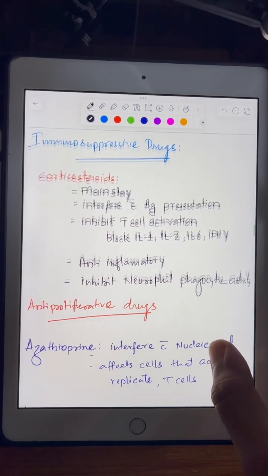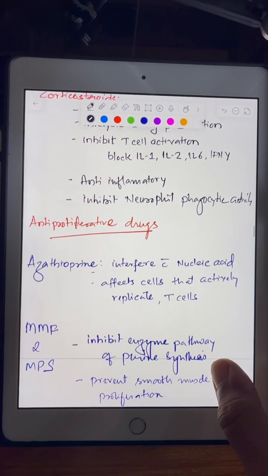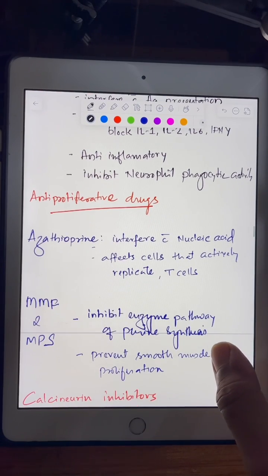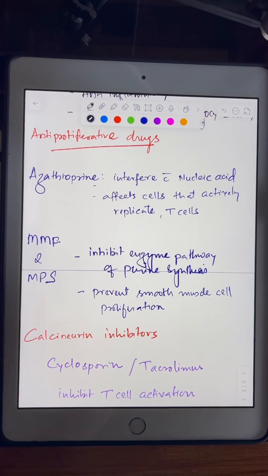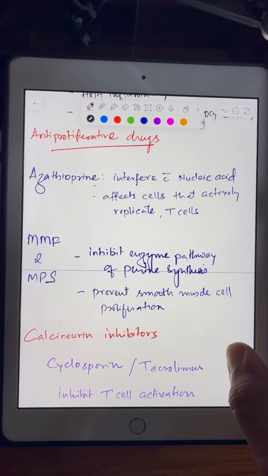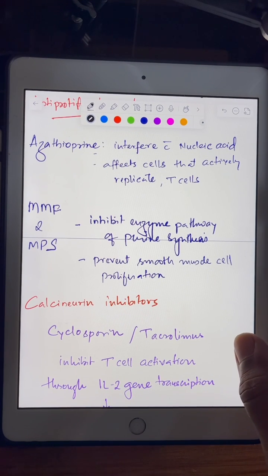Corticosteroids interfere with antigen presentation, inhibit T cell activation, block IL-1, 2, 6, interferon, and are anti-inflammatory for neutrophils. Antiproliferative drugs like azathioprine interfere with nucleic acid and affect cells that actively replicate, such as T cells. MMF and MPA inhibit the enzyme pathway of purine synthesis.